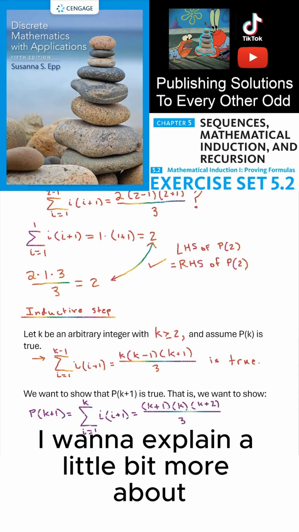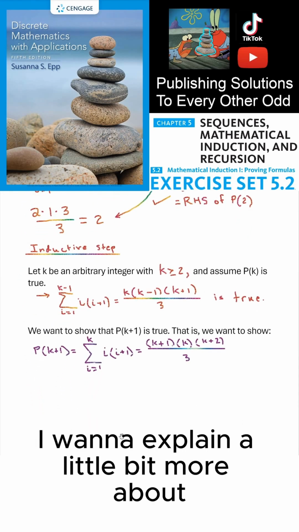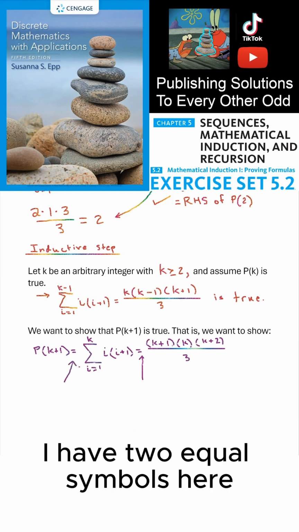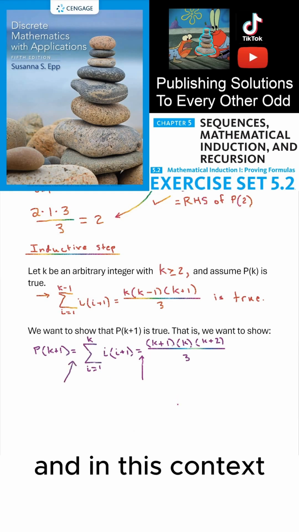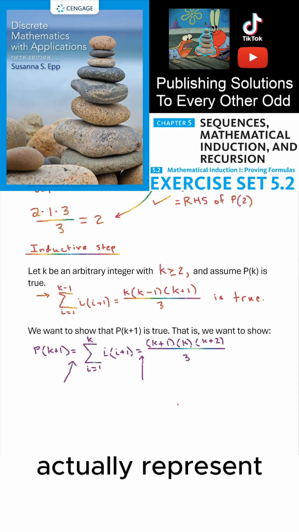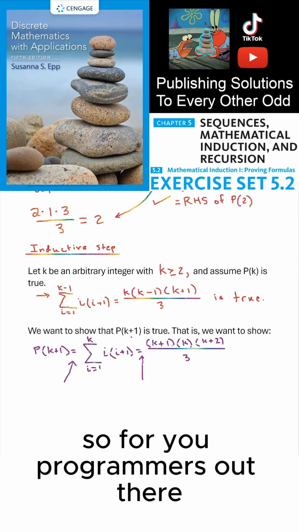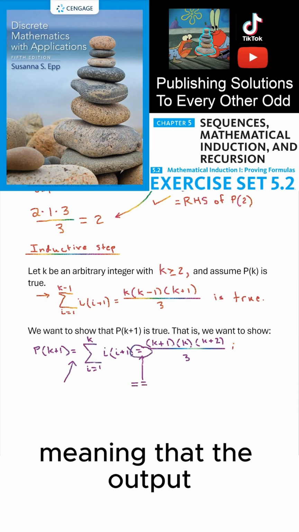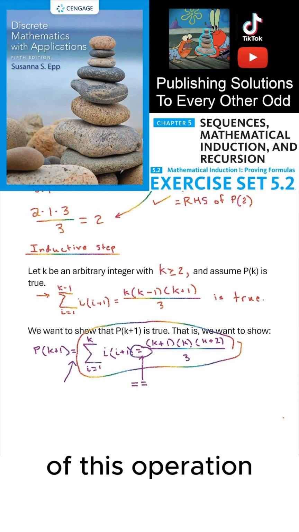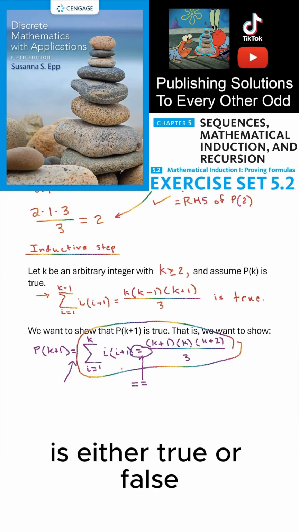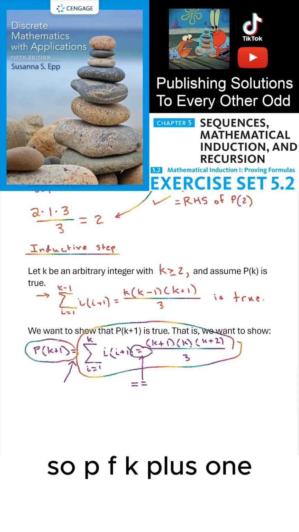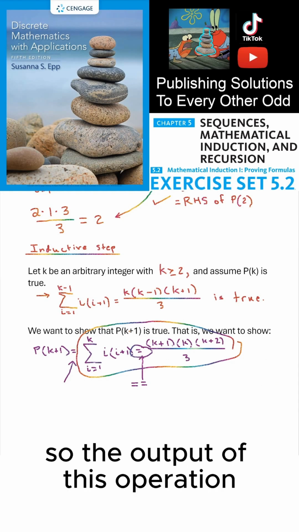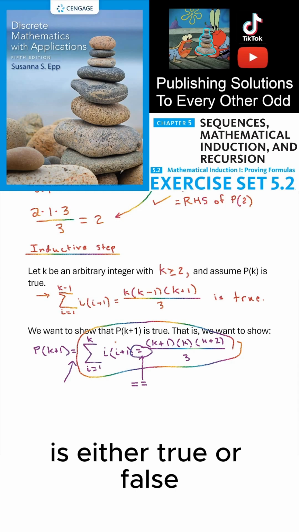Now, before I move on, I want to explain a little bit more about these two equalities, because if you notice, this might be a little confusing. I have two equal symbols here, and in this context, both equal symbols actually represent different things. For you programmers out there, this second equal symbol is more like a double equal symbol, meaning that the output of this operation is either true or false. So P of k plus 1 is defined as either a true or a false statement.